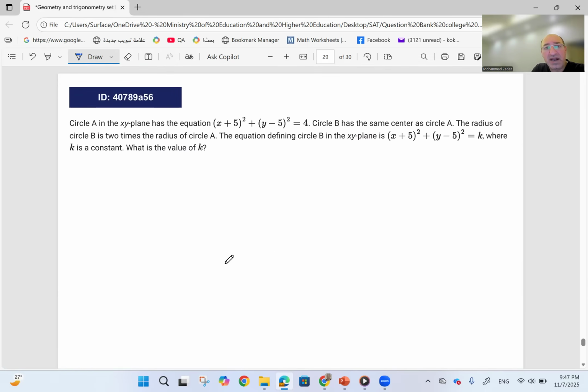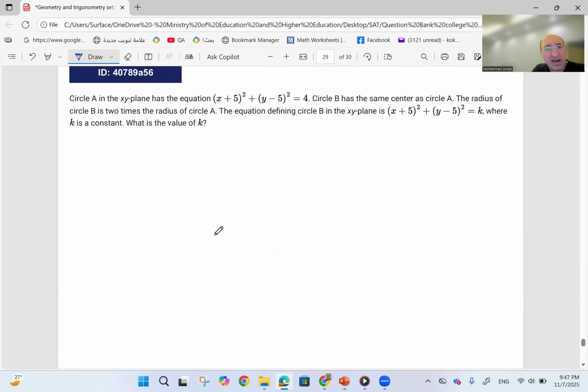And the question before the last one: circle A in the xy plane has this equation. Circle B has the same center as circle A, and the radius of circle B is twice as large. What is k in this form? Don't multiply 4 times 2. Just write the 4 as 2 squared first, go inside to the radius and make it twice. Then you can write the answer as 16. So k is equal to 16.